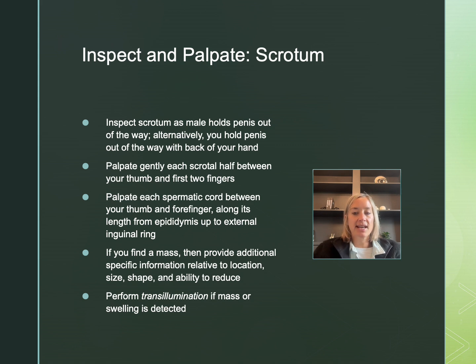Lastly, if you detect any swelling or mass, use transillumination to help distinguish fluid-filled from solid masses. By shining a light through the scrotum, you can see whether the mass transmits light, which typically indicates fluid, or remains opaque, which might suggest a solid mass. Each of these steps helps us gather essential information, which enables us to differentiate between normal findings and things that might require further investigation.